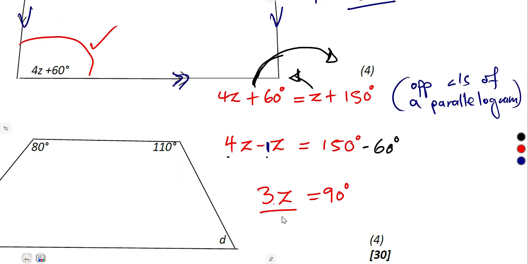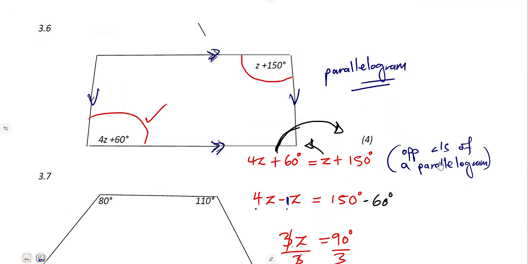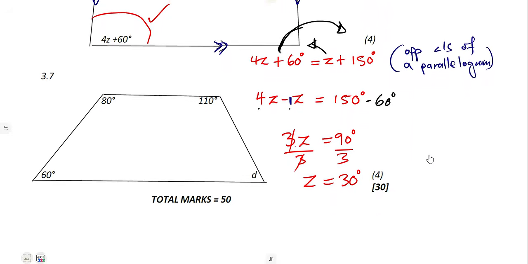So to find z, we've got a product. Simply divide by 3. So z is going to be 30 degrees. So that's it. As long as you know your equations, guys, it's going to be an easier paper, because you must just form an equation from a mathematical statement according to the shape that you are given, or the lines that you are given, whether they are parallel lines, whatever you have in your question. So that was 3.6.